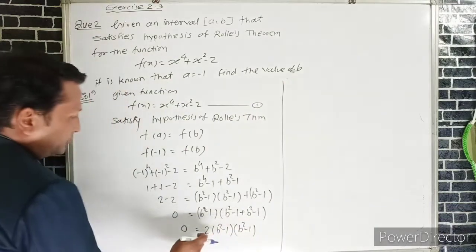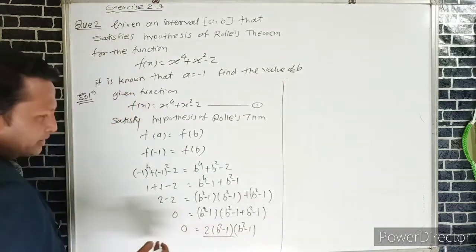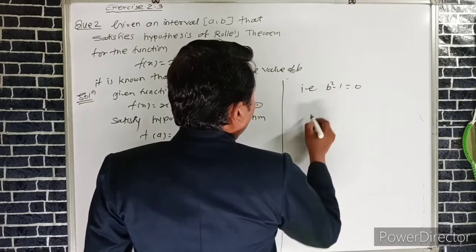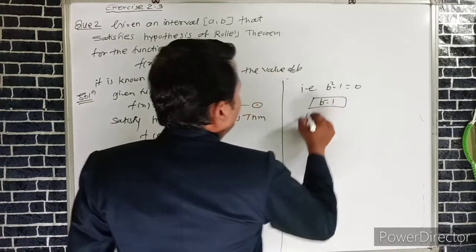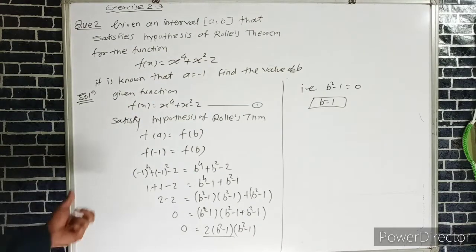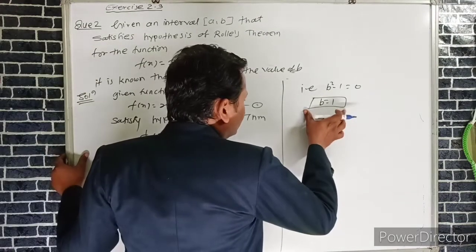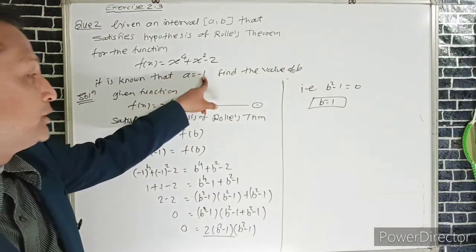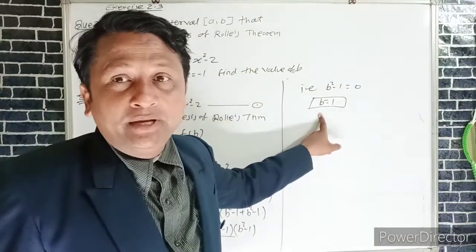If we shift this 2 into (b^2 - 1) to the left side, then we can write b^2 - 1 is equal to 0. Hence the value of b is 1. So we can calculate the required value of b: when a is equal to -1, b is equal to 1.